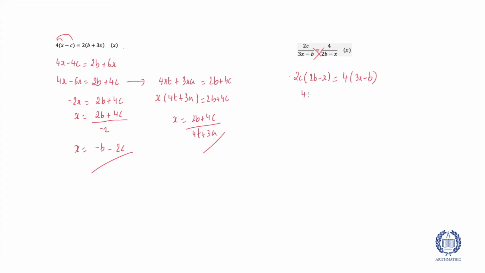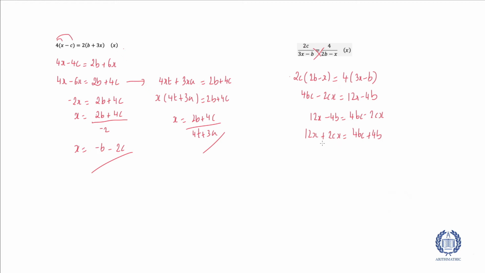If I expand this, I will get 4bc minus 2c times x, which is 2cx, it doesn't really matter. 4 times 3x is 12x, and then 4 times minus b is minus 4b. But because I want to make x the subject, I need all the x terms on the left side. So we can rewrite this: 12x minus 4b is equal to 4bc minus 2cx. So 12x stays on the left-hand side. Move the minus 2cx to the left, which becomes plus 2cx. The 4bc stays here. Now move this minus 4b to the right, which becomes plus 4b, because I want only x on the left.